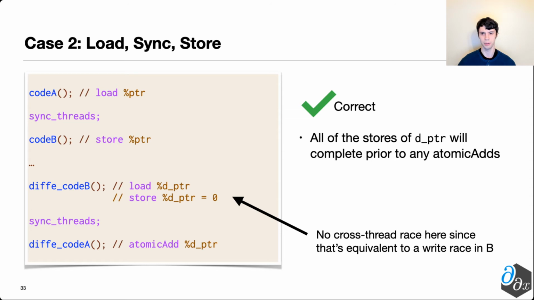One might go even deeper here and ask, isn't there a potential race in the derivative of code B, pointed out by that arrow? And it turns out that we don't actually need to worry about this, since if there were a race on those corresponding loads and stores between the different threads in code B, that would be equivalent to having a write race in the original forward pass code B, in which we're storing to the same place in different threads. And so long as there exists no determinacy race in the original code, there won't be any problems with a determinacy race in the reverse code here.